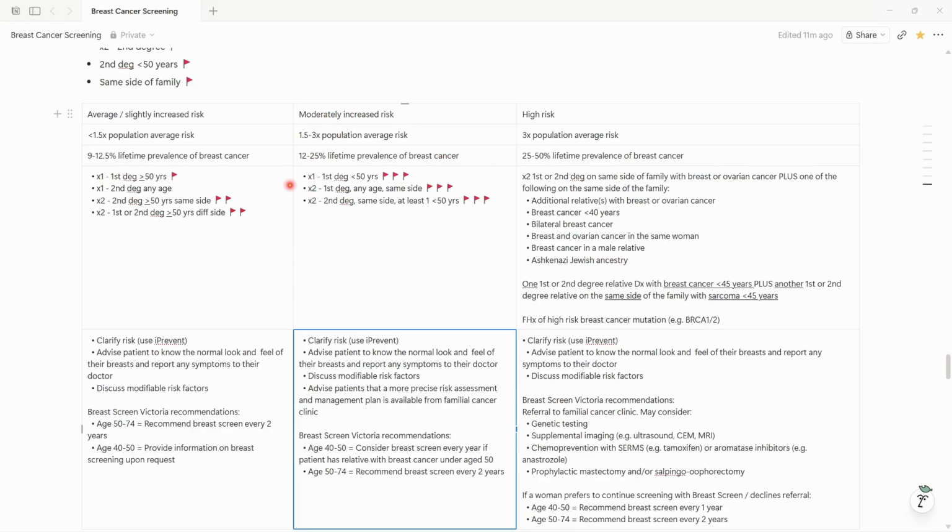Essentially, for these people, they will either have one first-degree relative under 50, which will automatically put them at 3 flags: 1 flag for having one first-degree relative and 2 flags for having a first-degree relative under 50 years. If you have 2 first-degree relatives of any age on the same side of the family, that's also 3 flags. 2 flags, 1 each for each first-degree family member, and then another flag for them being on the same side of the family. Or if you have 2 second-degree relatives on the same side with at least 1 under 50, that's also 3 flags.